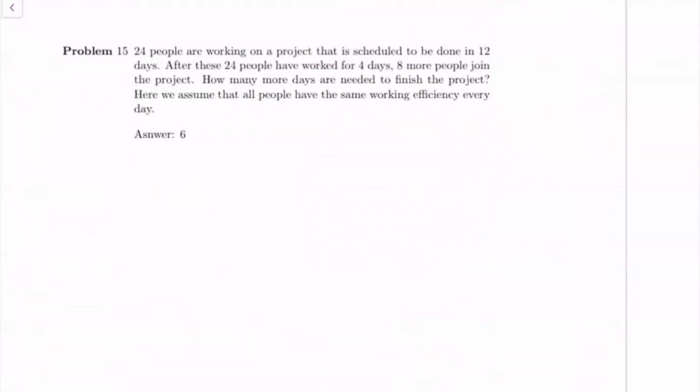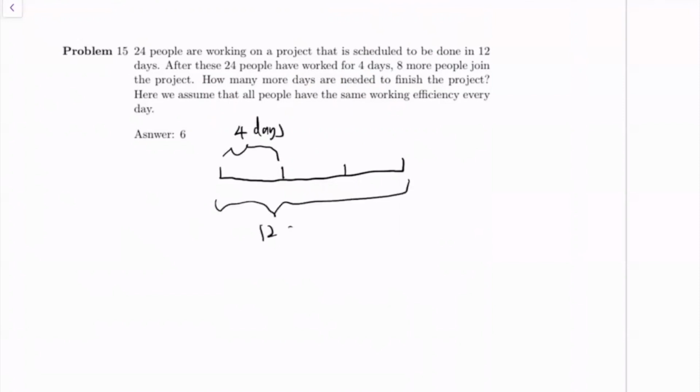Question 15. 24 people are working on a project that's scheduled to be done in 12 days. Okay, so we have 24 people on a project that's done in 12 days. Now, after these 24 people have worked for 4 days, okay, so they finish 4 days' amount of work. So 4 days, right? So total is 12 days' amount of work or project, whatever you put it. All right, okay, so here you use the 24 people working on it. And then for this part, after 4 days, 8 more people are added, right?